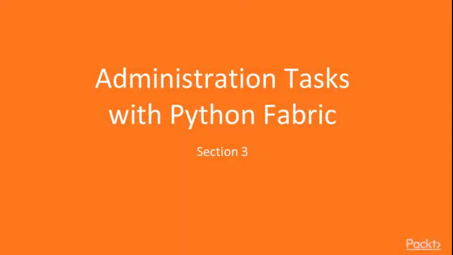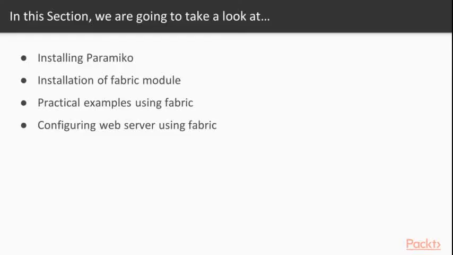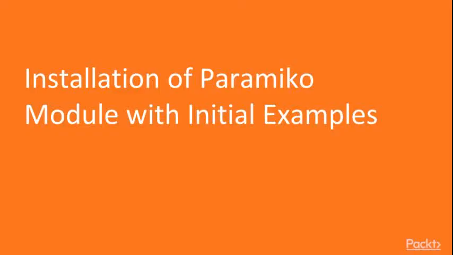Welcome to the third section of our Enterprise Automation in Python course. In this section, we will see how to perform administration tasks with the Python Fabric tool. We'll start from installing the Paramiko library, then we'll install the Fabric module. We'll see some practical examples using Fabric, and we'll see how to configure a web server using Fabric. And this is the first video of our third section.